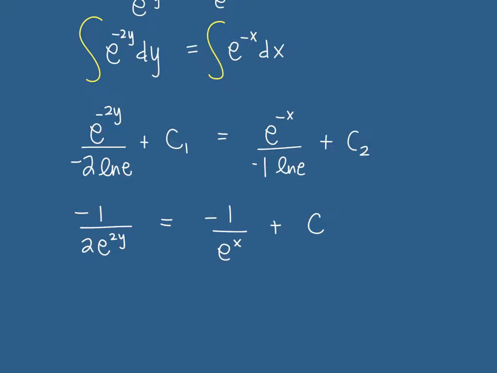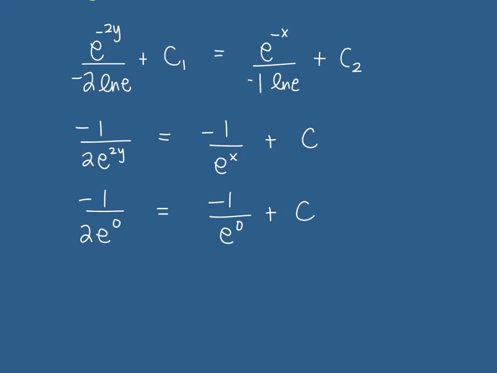All right, find c before you find y. So here now we're going to plug in 0, 0. So we'll have negative 1 over 2 times e to the 0 equals negative 1 over e to the 0 plus c. Remember, e to the 0 is 1. So we have negative 1/2 equals negative 1 plus c. Add 1 to both sides. C turns out to be 1/2.